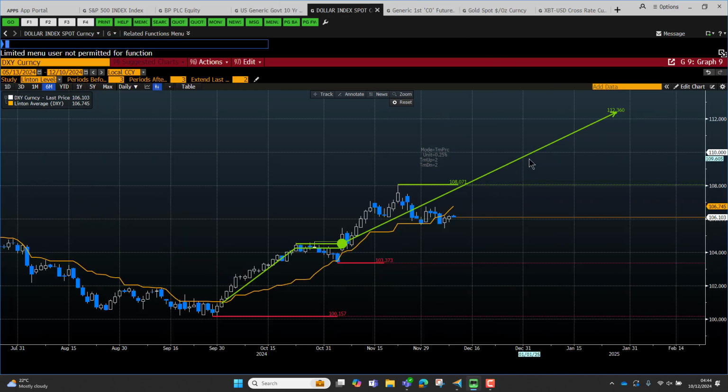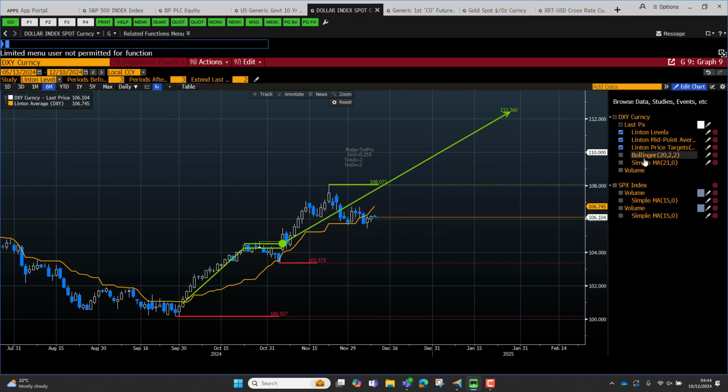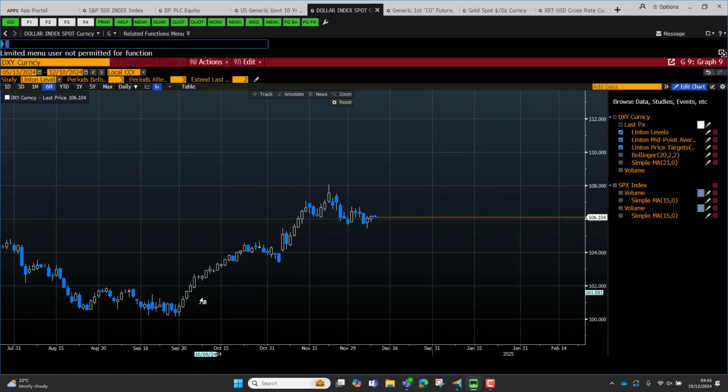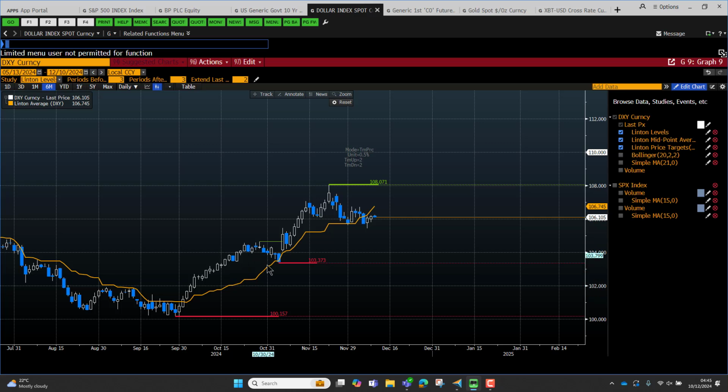Looking at the dollar, in this instance I changed the target size and the unit size because I wasn't getting a target. Again, this is explained in the explainer, so you don't always get a target. The standard setting is 0.5. Here we've got 0.25. If I go back to 0.5, you'll see that the target comes off the chart because we don't have the structure of a thrust and a pullback. We didn't have enough of a pullback on that unit size to generate a target.